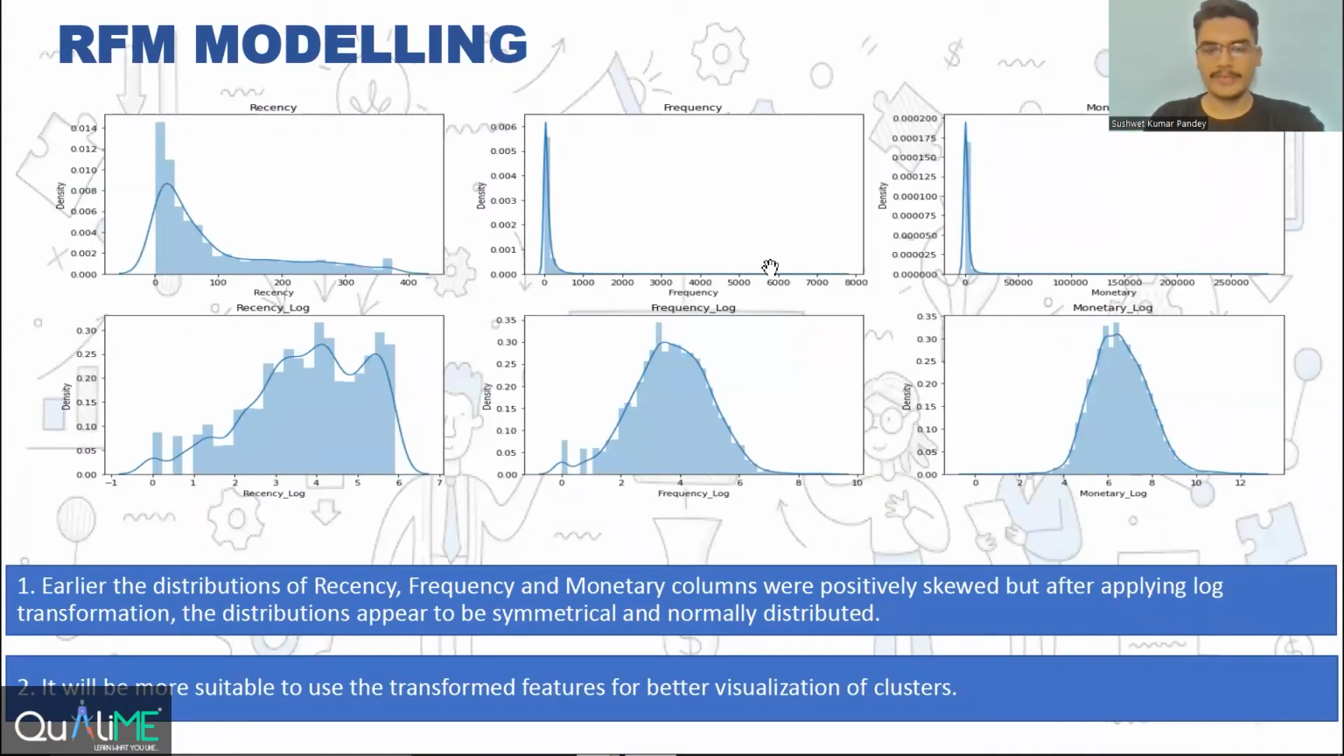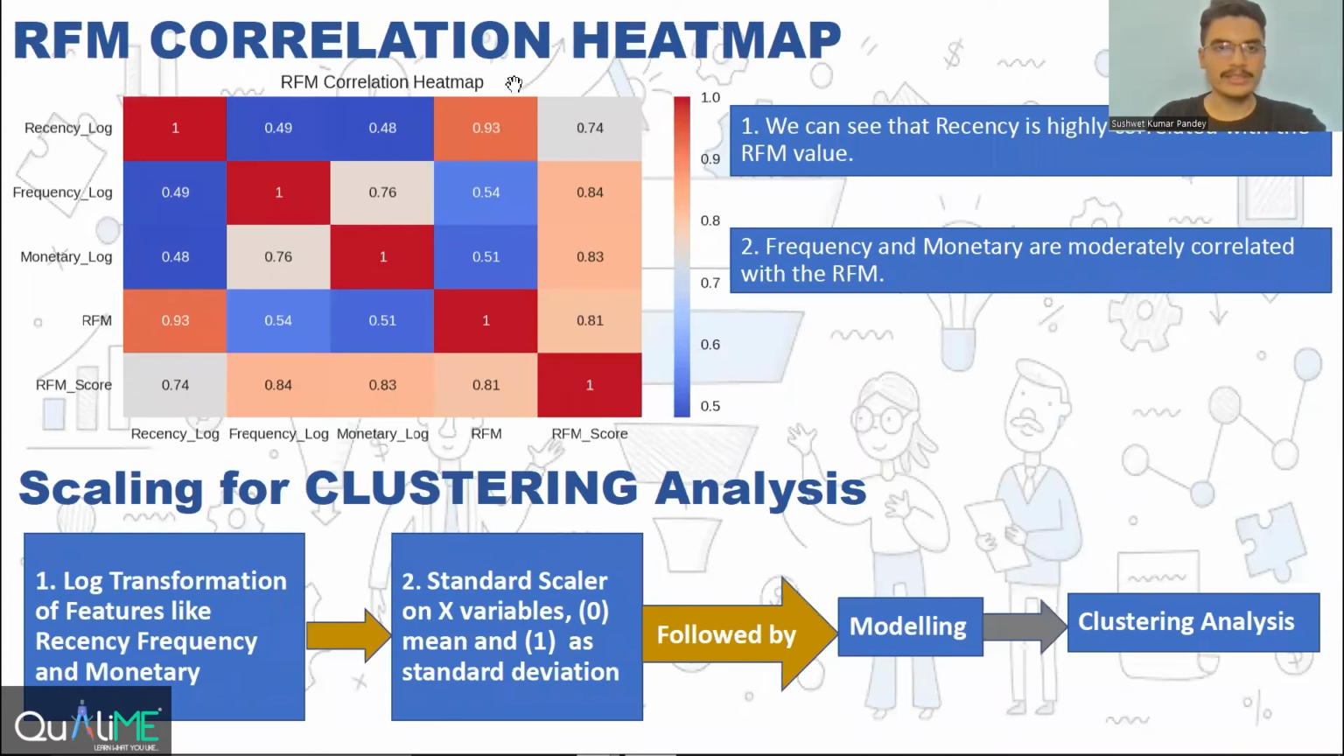And then we started visualizing the distributions of recency, frequency, and monetary. So all of these features were very much skewed towards the right. We did log transformation, and then these are the distributions. So these have become very close to normal distribution, and actually frequency and monetary are normally distributed. This is the correlation heat map of all the variables.